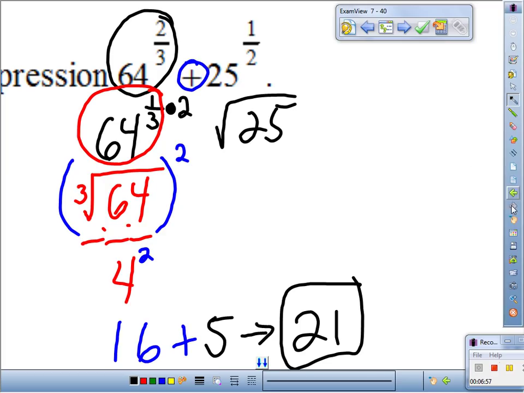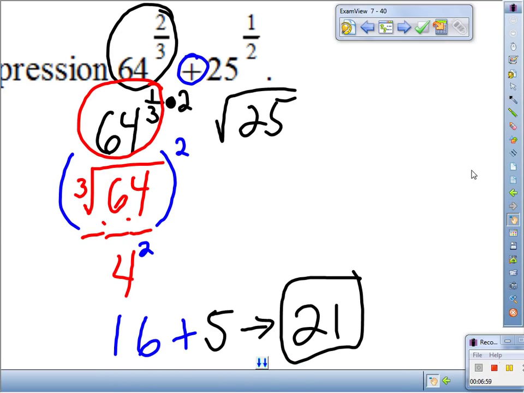Number 8. Is it coming back, all this? Have you guys noticed that we have this on each cumulative exam? Yay. Number 8.